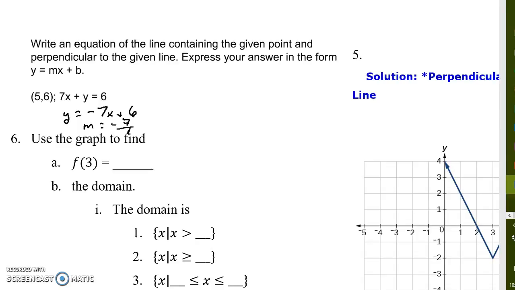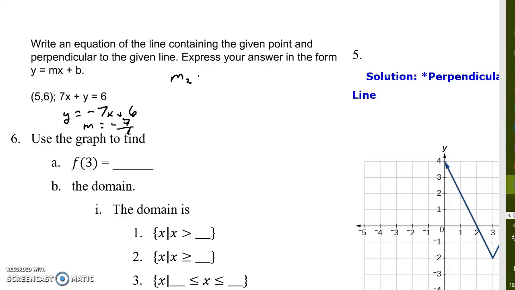Now, if they just asked you for your slope, you wouldn't want to enter your answer negative 7 over 1 because they'll count it wrong. They want it simplified. Your answer would be negative 7. But the reason I'm writing it as a fraction now is because I want to take the reciprocal of the fraction to find my second slope, which is perpendicular.